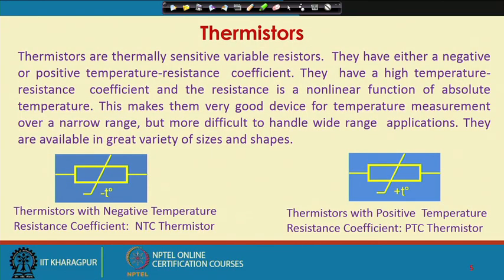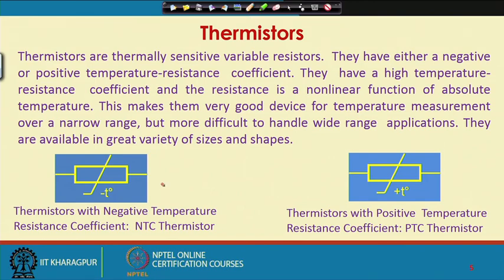Thermistors are thermally sensitive variable resistors. They have either a negative or positive temperature resistance coefficient. They have a high temperature resistance coefficient and the resistance is a nonlinear function of absolute temperature. This makes them a very good device for temperature measurement over a narrow range, but more difficult to handle wide range applications. They are available in great variety of sizes and shapes.